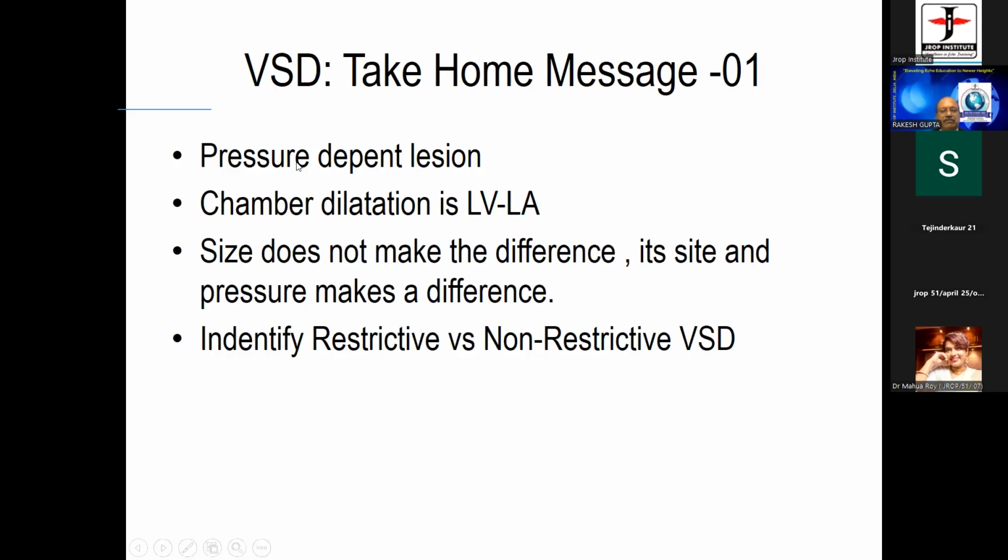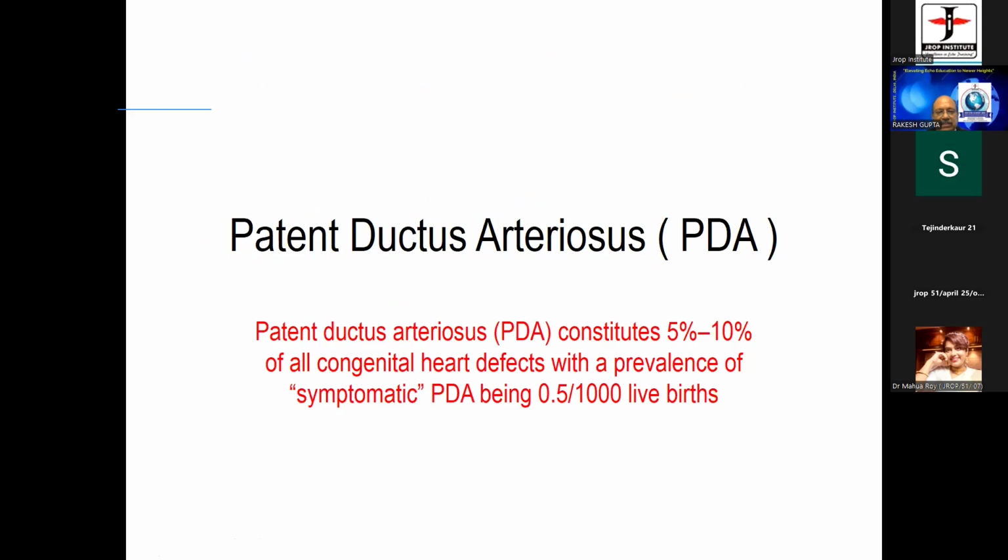The take-home message from VSDs is that they are pressure dependent. Chamber dilatation is LV/LA. Size does not make a difference. It's just the site and the pressure that make a difference. Whether it's restrictive versus non-restrictive, you have to identify them. A very simple take-home message from VSDs. That was volume dependent ASD. This is pressure dependent VSD.